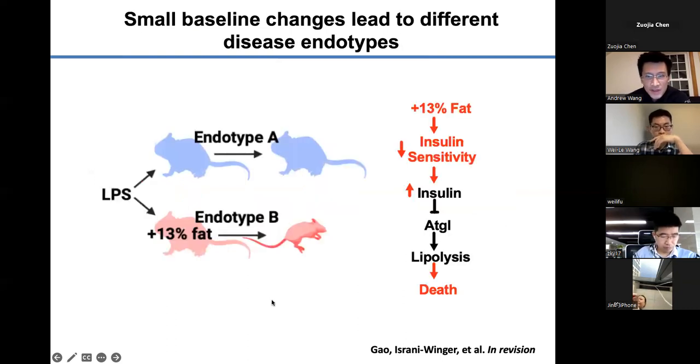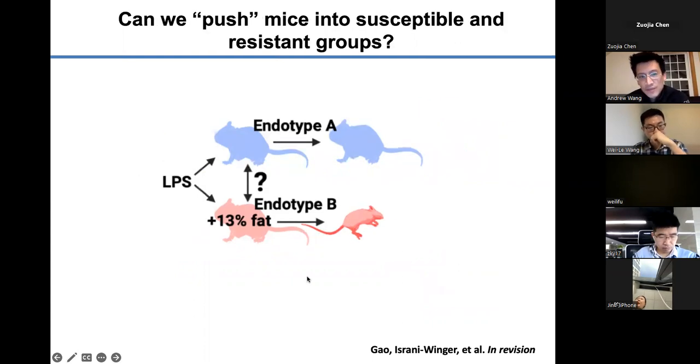And so we think that this little bit of increase in the normal dynamic range of fat composition in normal wild type mice makes them just ever so slightly less insulin sensitive, leading to an increase in insulin that then prevents lipolysis, which leads to death. And so we think that this is probably what's going on, that in fact you have two slightly different groups of mice that end up giving you two very different kinds of diseases with the same kind of challenge.